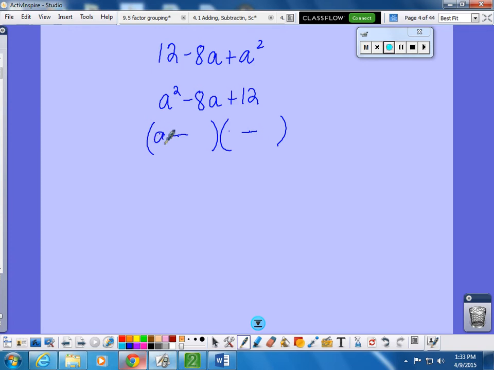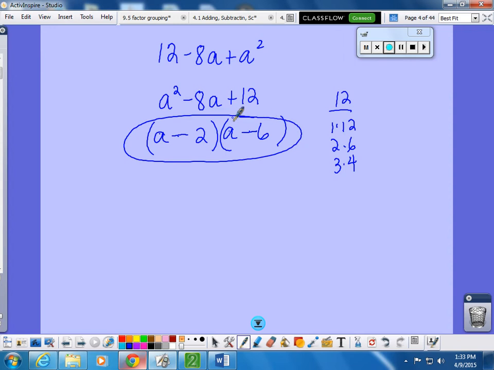Alright, what goes here and here? A. Good. 12 has a few more factors. We have 1 and 12, 2 and 6, 3 and 4. Which of those factors would I multiply to give me 12 but add, because I've got like signs, to give me 8? 2 and 6. And if you FOIL that back out, you get the problem, because outer and inner give me negative 8. Now we're still doing the really easy ones. Does anybody have a question so far?